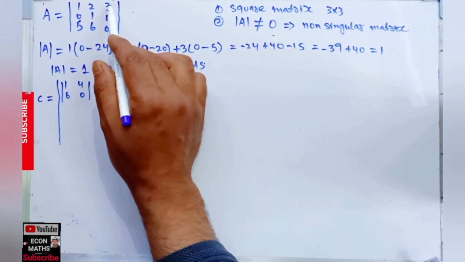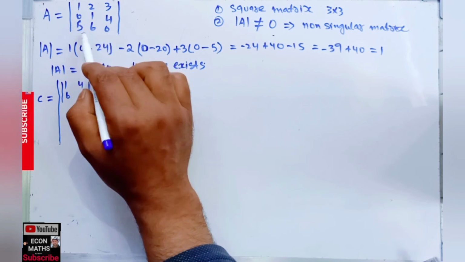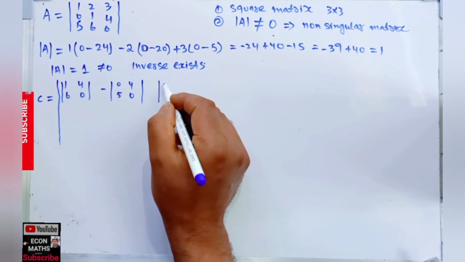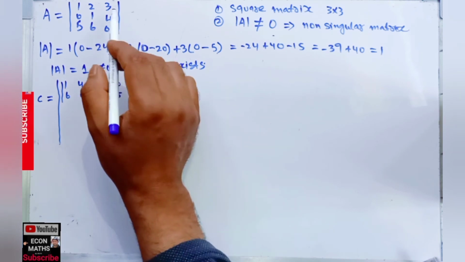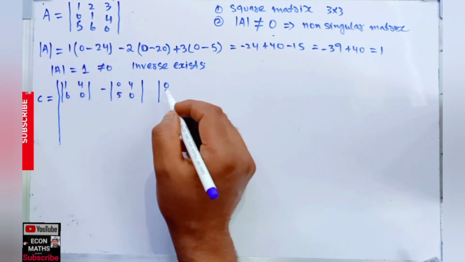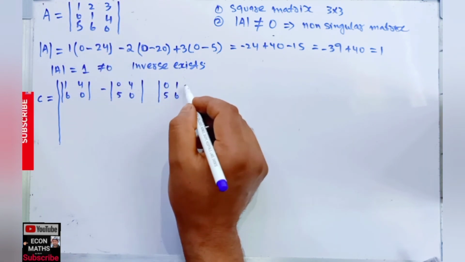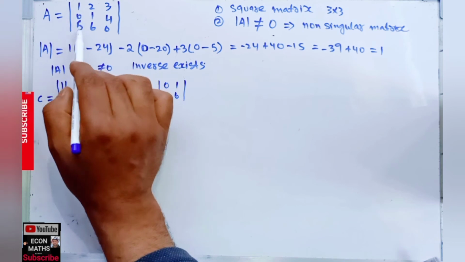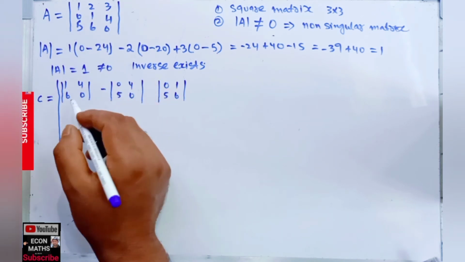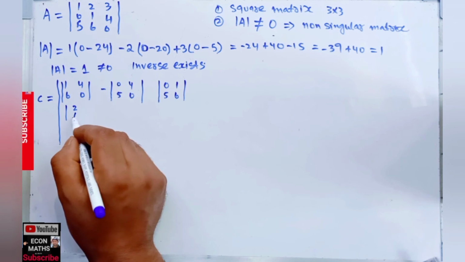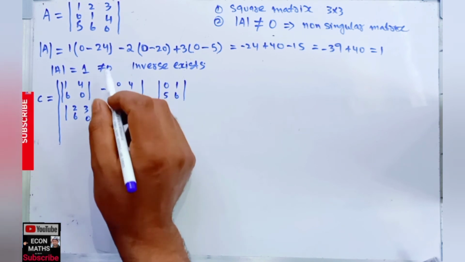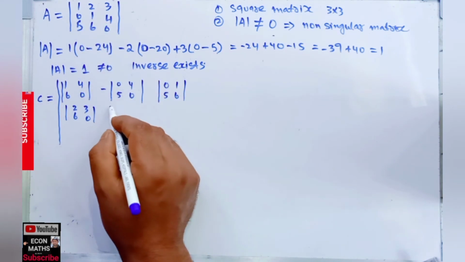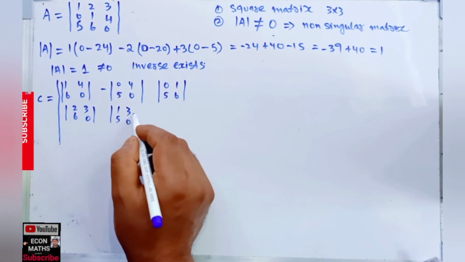Similarly, take the third element, delete the row and the corresponding column, we get 0 5 1 6, but we have deleted this and this, 0 5 1 6. Similarly, take this element and delete the corresponding row and the column, we get 2 6 3 0. So here it is 2 6 3 0. Similarly, this one, delete the row and the column, we get 1 5 3 0, that is 1 5 3 0.